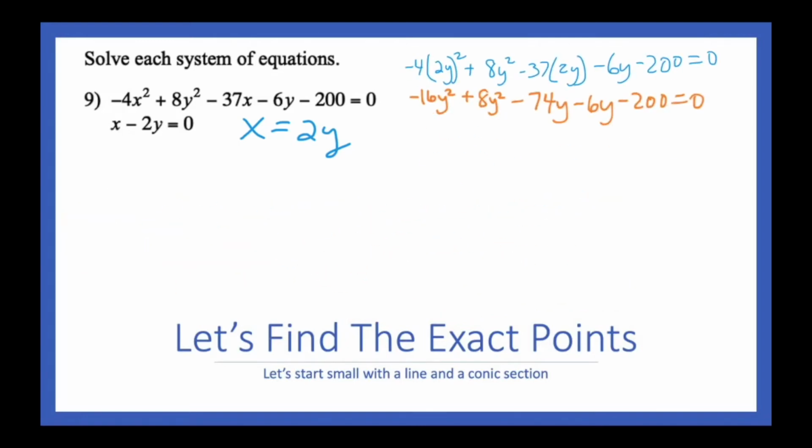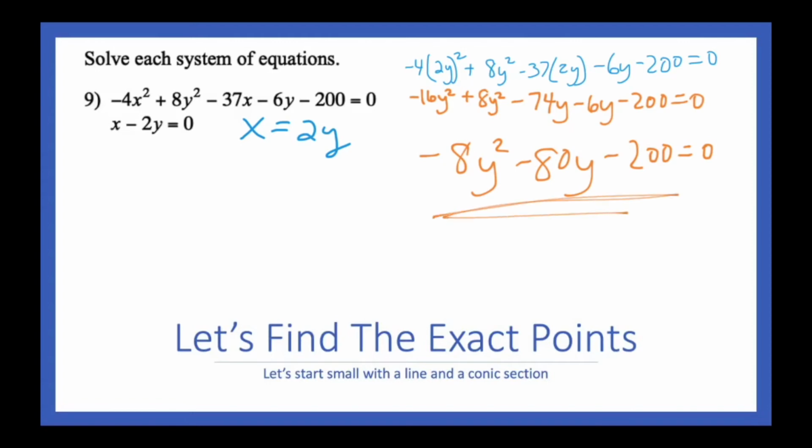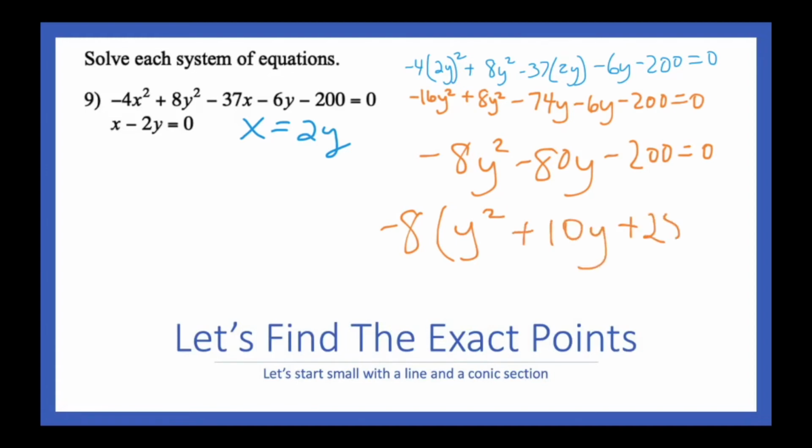These come together to be negative 8y squared. This comes together to be negative 80y minus 200 equals 0. What can we take out of all of them? Does 8 go into all of them? Yes, it does. We're going to take out a negative 8. I like to do my box methods without any negatives. So we'll have y squared plus 10y plus 25 equals 0. We're going to do a box method on that one.